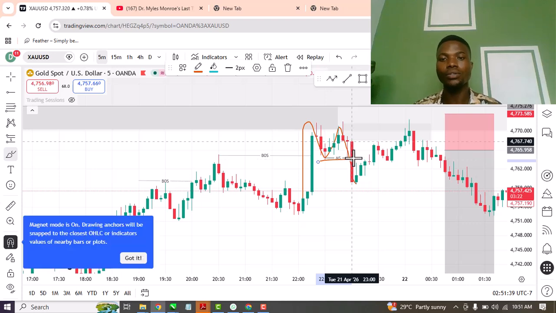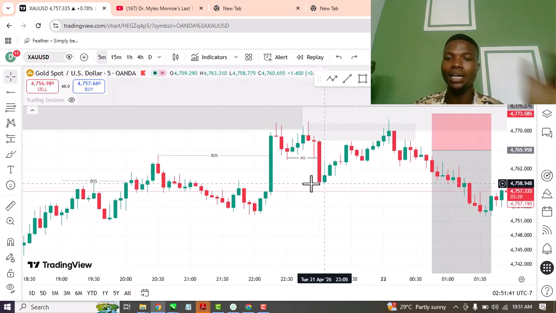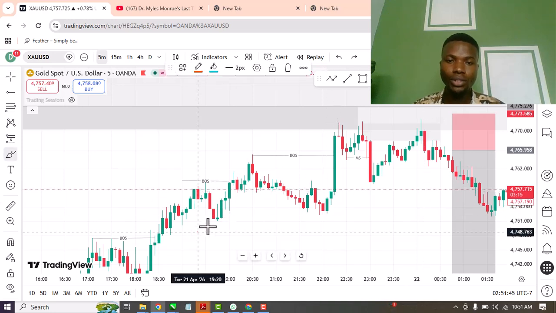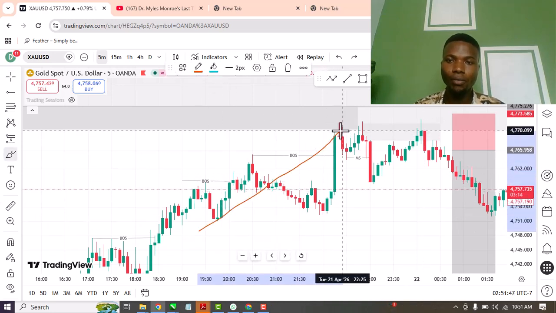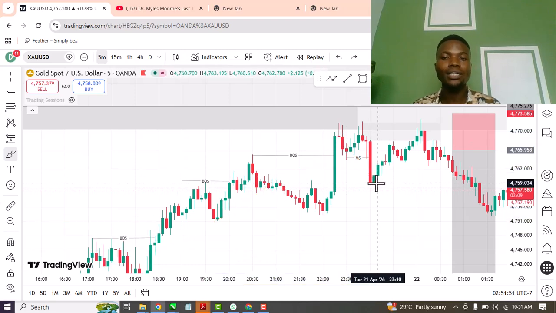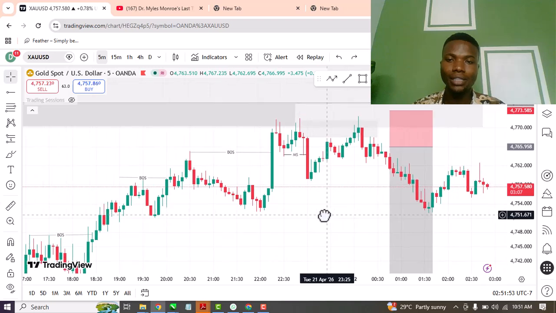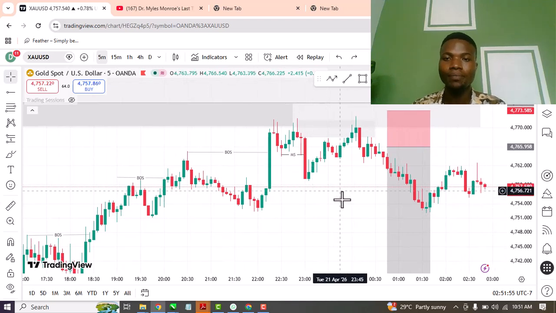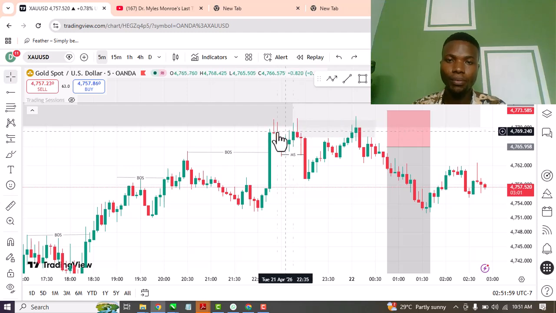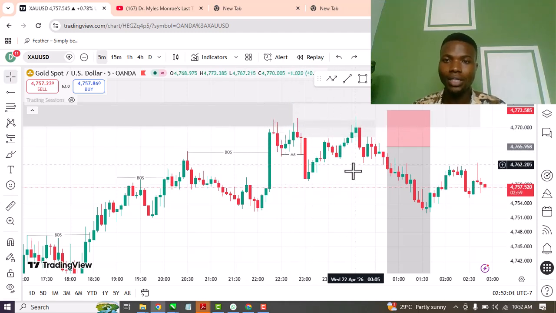This is where I have my market shift. It means that during an uptrend, price has moved from uptrend to downtrend. What confirms this is that price has already created a double top right here.